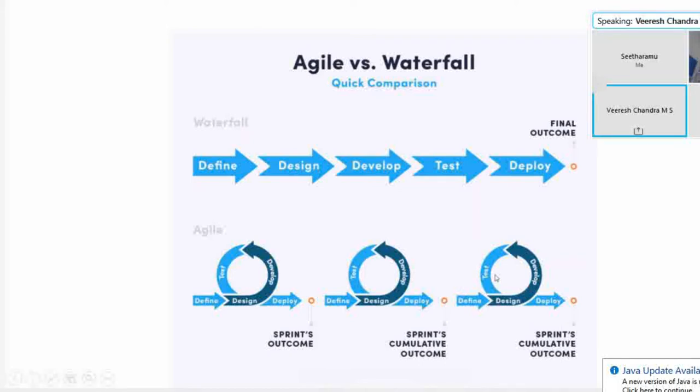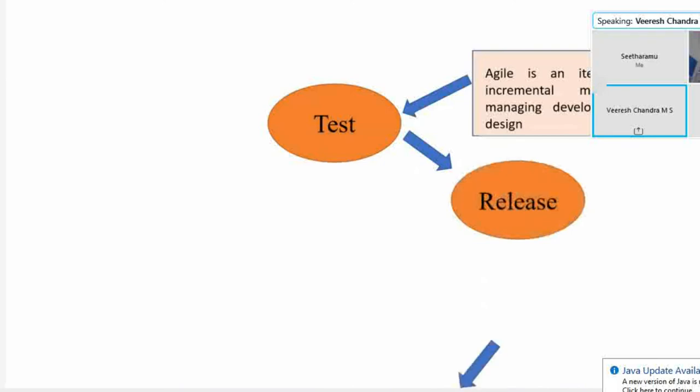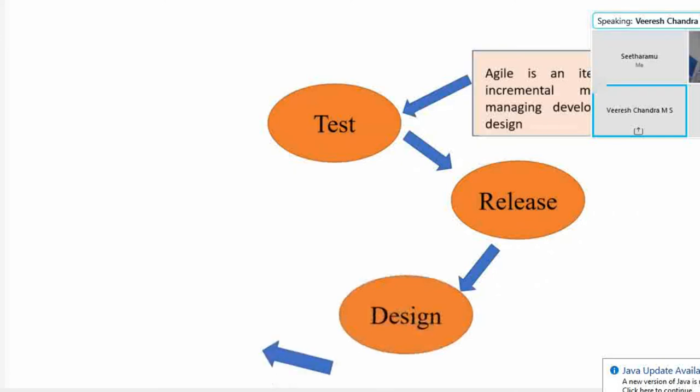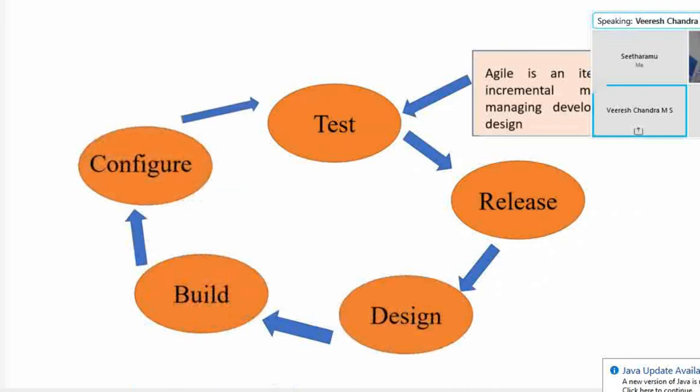So what are the advantages here? The output is visible to the customer very clearly at every stage, and open for feedback. So agile is an iterative and incremental method of managing development and design. Test, release, design, build, configure, and again test. Test, release, design, build, configure, and then test.